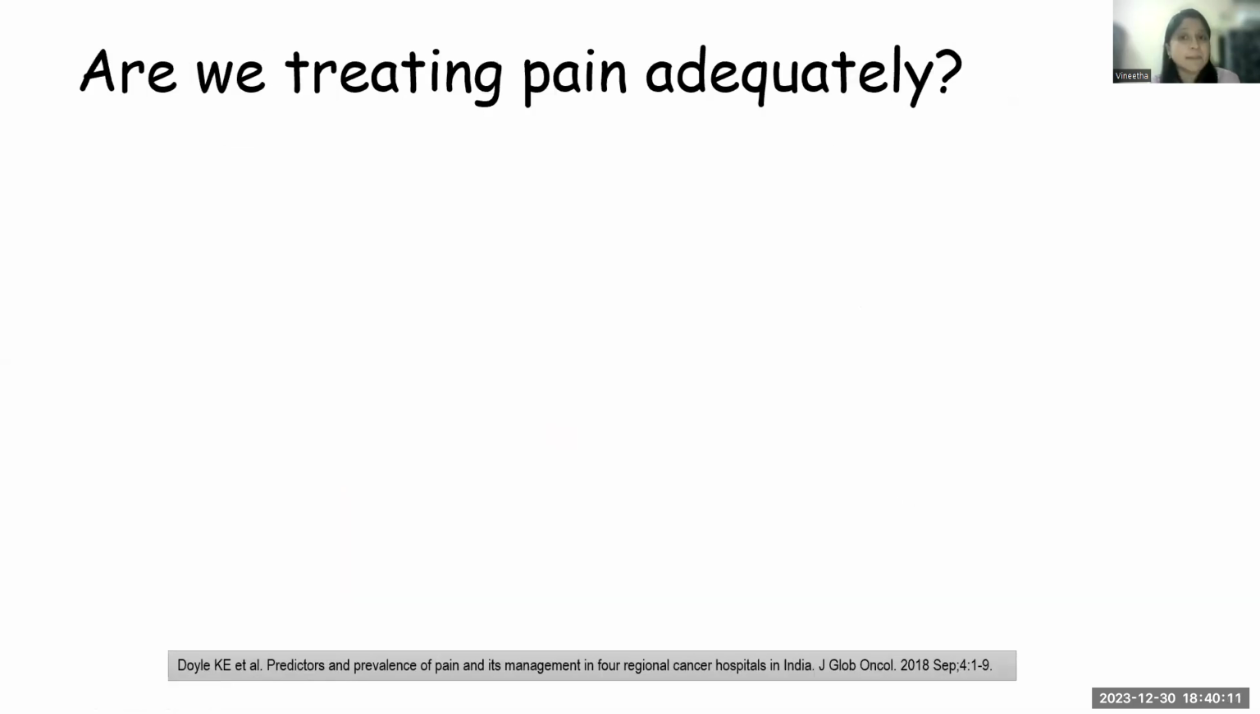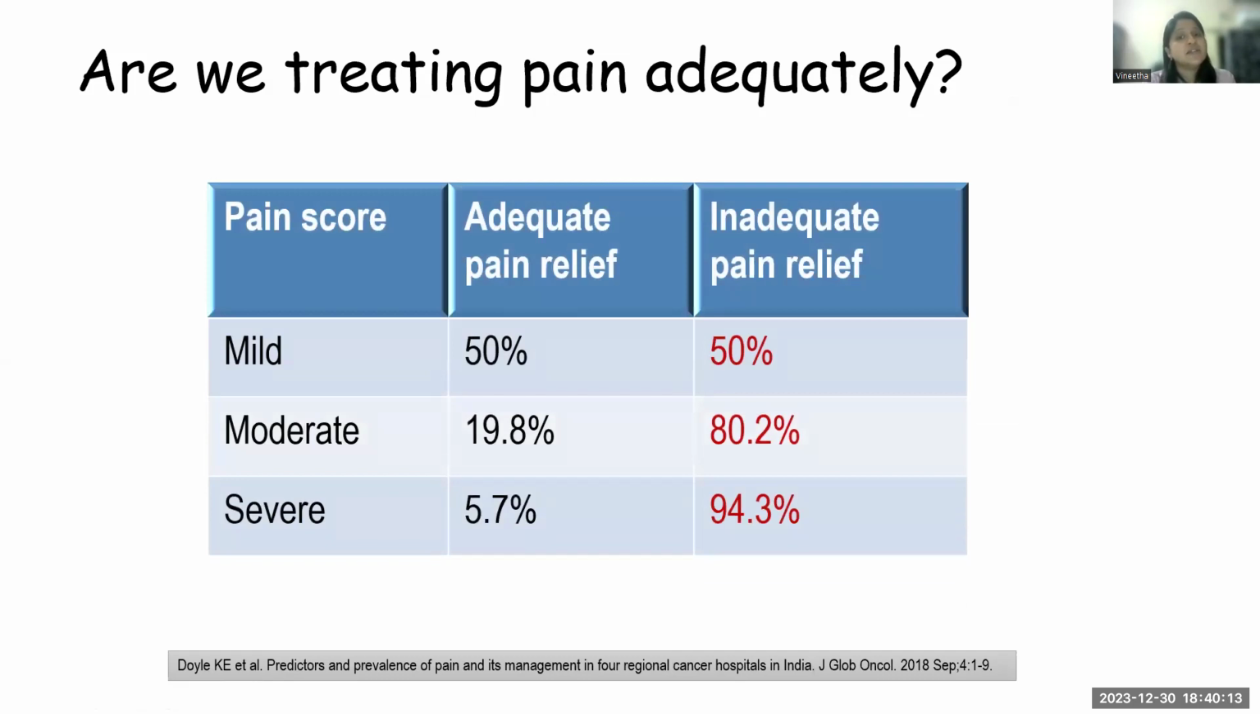But are we treating pain adequately? This is actually shocking. In patients with mild pain, we are giving adequate pain relief to 50%. The remaining 50% we are treating inadequately. In patients with moderate pain, in 80% of patients we are not able to give adequate pain relief. And in severe pain, 94.3% of patients, we are treating pain inadequately. We are not able to give adequate pain relief.